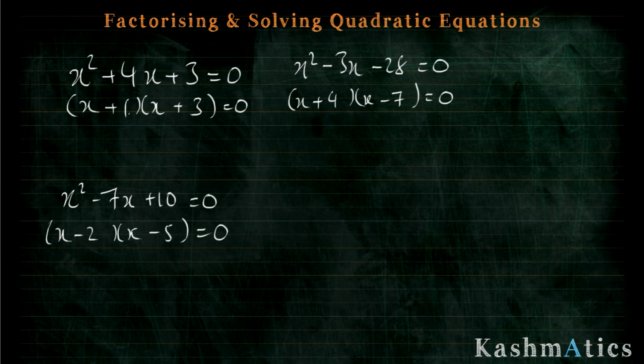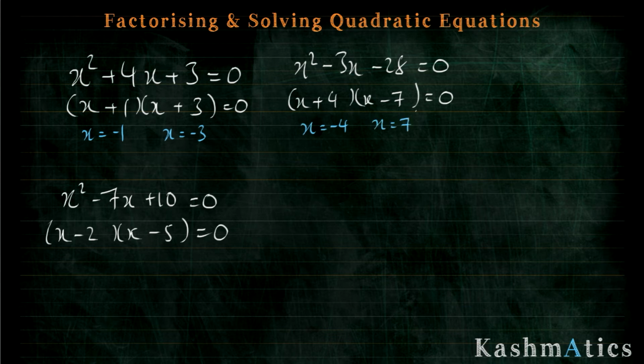So x plus 1 has to be 0, and hopefully you can see that for that to be 0, x would have to be minus 1, because minus 1 plus 1 is 0. And over here, x would have to be minus 3. Over here, x would have to be equal to minus 4. But over here, look, x would have to be equal to 7, because 7 take away 7 is 0.